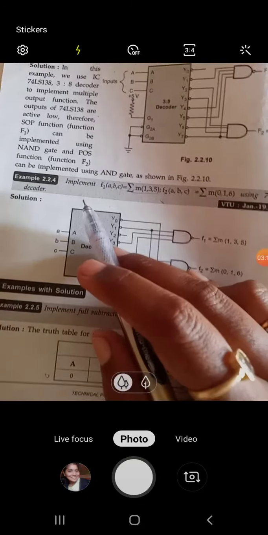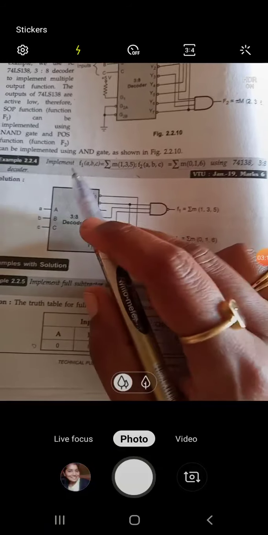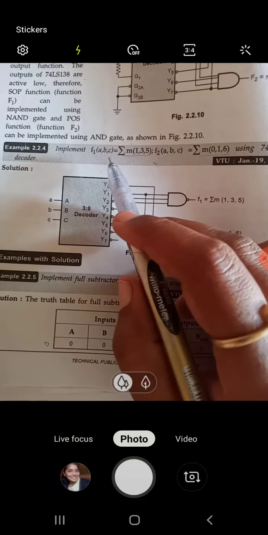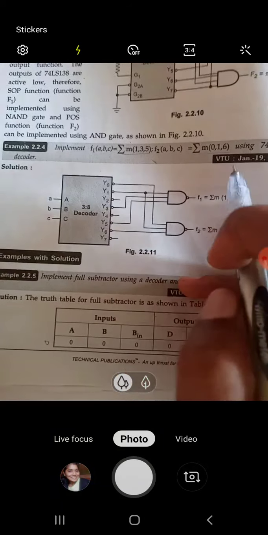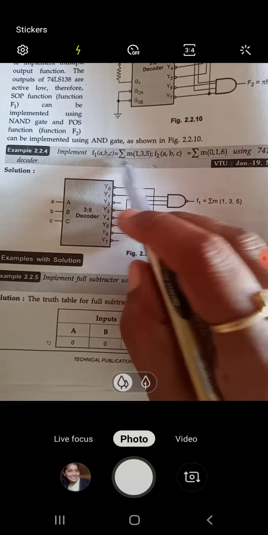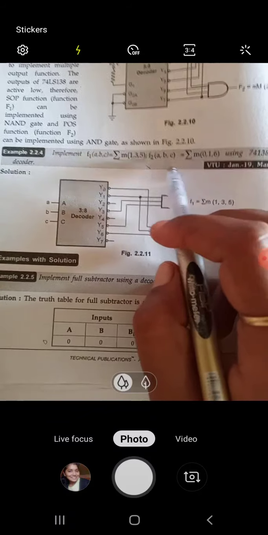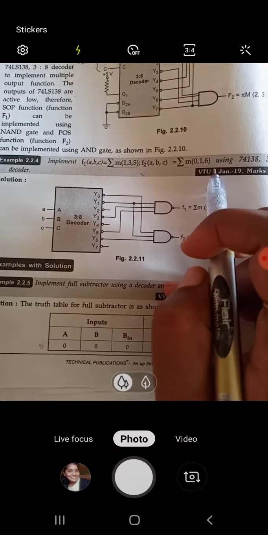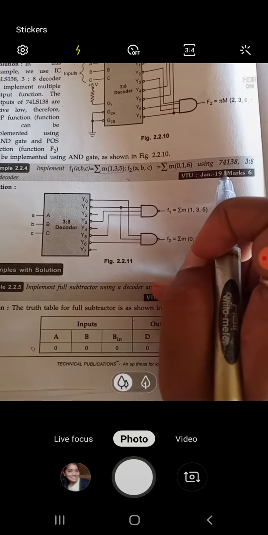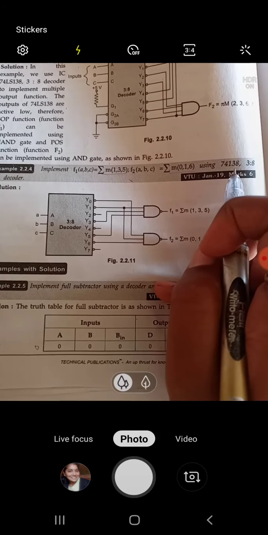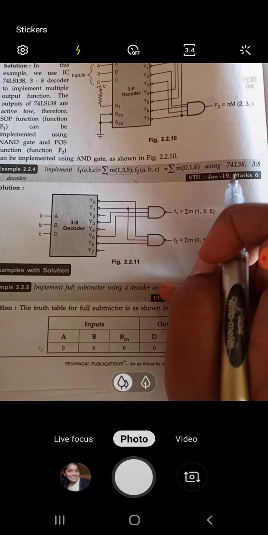Let us see an example solved on this in the textbook. So this is an example over here. What do they say? You have to implement two functions f1 and f2, where f1 is equal to summation m of 1 3 5, and the f2 function is summation m of 0 1 6, using the decoder IC, that is IC number 74138.